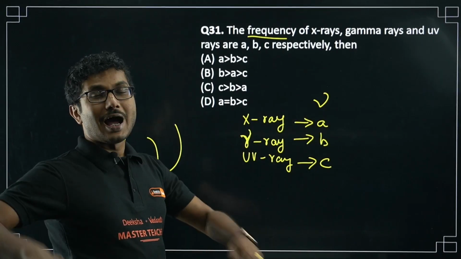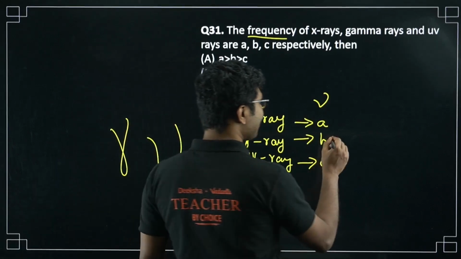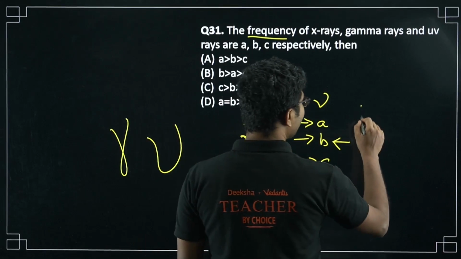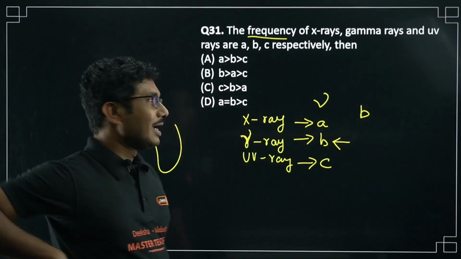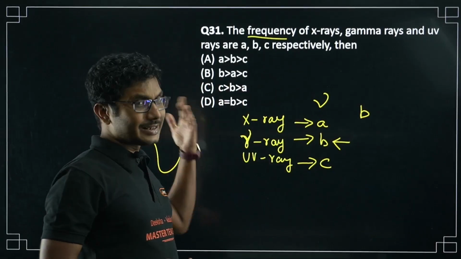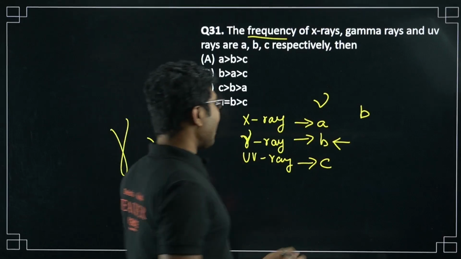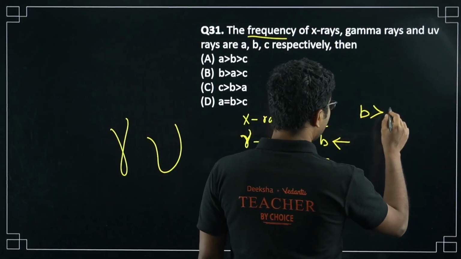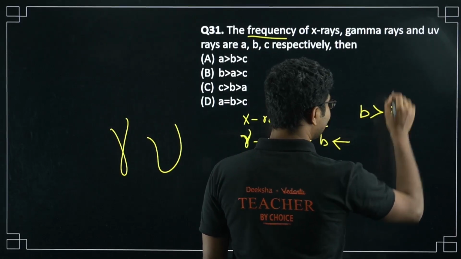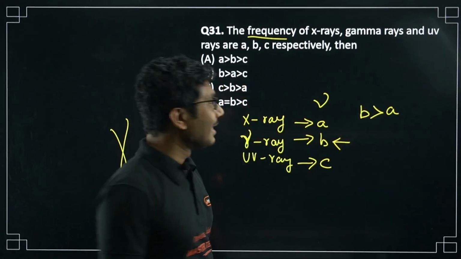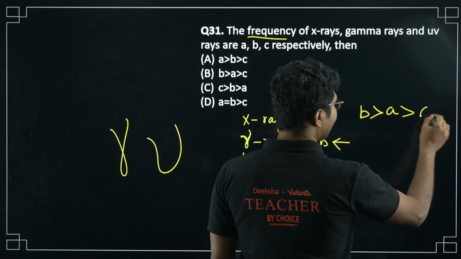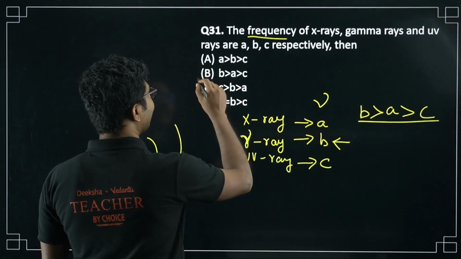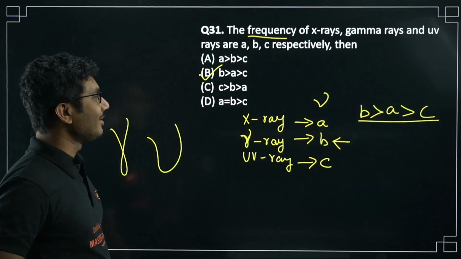Which one has the highest frequency? I mentioned multiple times, gamma ray has the highest frequency. So B should be the big brother. B should be bigger than everything else. Now X-ray is just after gamma, so it will have higher frequency compared to UV ray. So it will be slightly less than B, but it should be greater than that of C. So B greater than A, greater than C. This is slightly logical question.